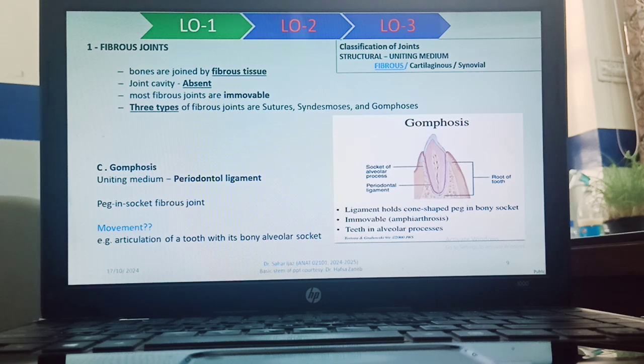So is there any movement there? This is called an immovable joint, but at the same time amphiarthrotic. That means some movement is possible. Of course, some movement is possible depending upon the length of the fibers of the periodontal ligament, and this movement is there for the adjustment of the teeth under the pressure of chewing. It is important to be there, and there is slight movement possible in this joint.